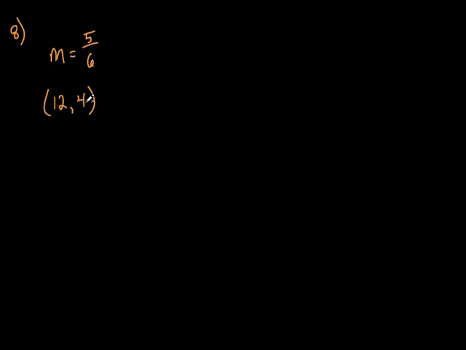This is not just any random point. This is a point that actually lies on our line. Okay? So this point lies on the line that we're trying to figure out, and this is the slope of the line. And we want to find the equation of the line in slope-intercept form. Okay? First thing I write down is y equals mx plus b.